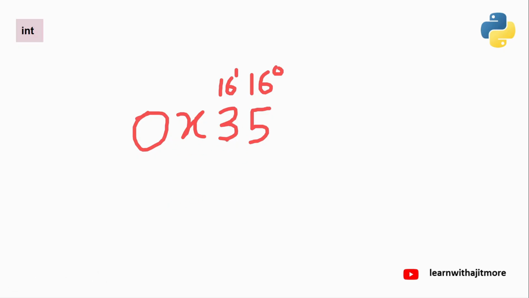So 0x35. It is a hexadecimal. Every digit will have place value 16 power, 16 power 0, 16 power 1, like that. So 16 power 0 is 1, 1 into 5 is 5, plus 16 power 1 is 16, into 3 is 48. Yes or no? So 48 plus 5 will be 53.